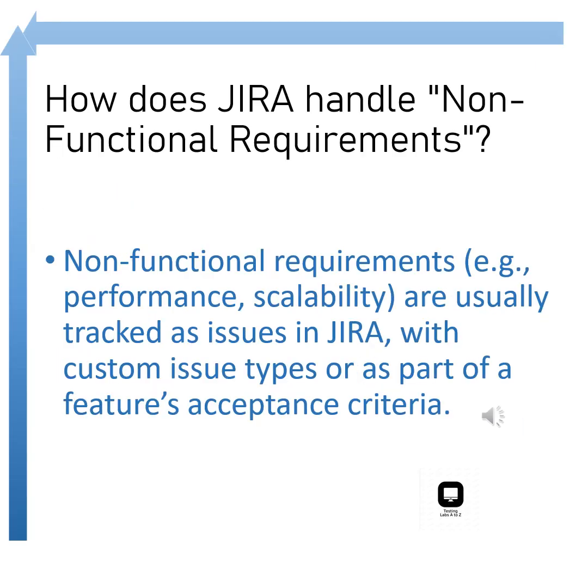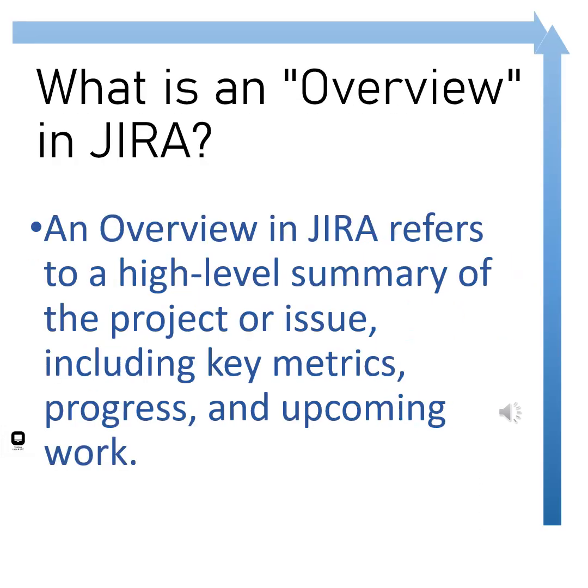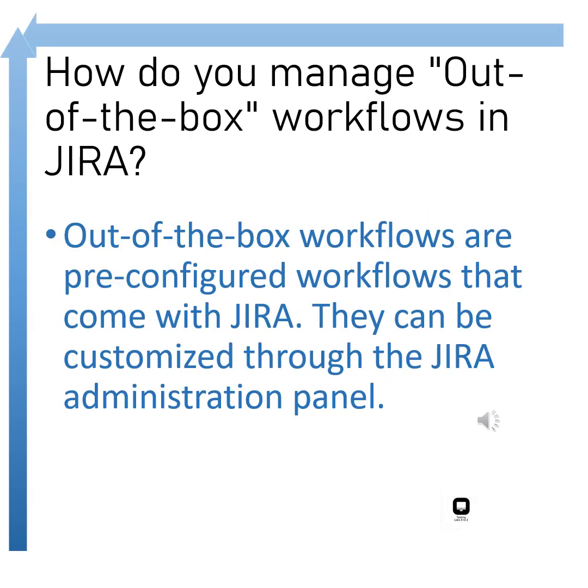How does JIRA handle non-functional documents? So non-functional documents, for example performance and scalability, are usually tracked as issues in JIRA with custom issue types or as part of feature acceptance criteria. What is an overview in JIRA? So an overview in JIRA refers to a high-level summary of the project or issue, including key metrics, progress, or upcoming tasks.